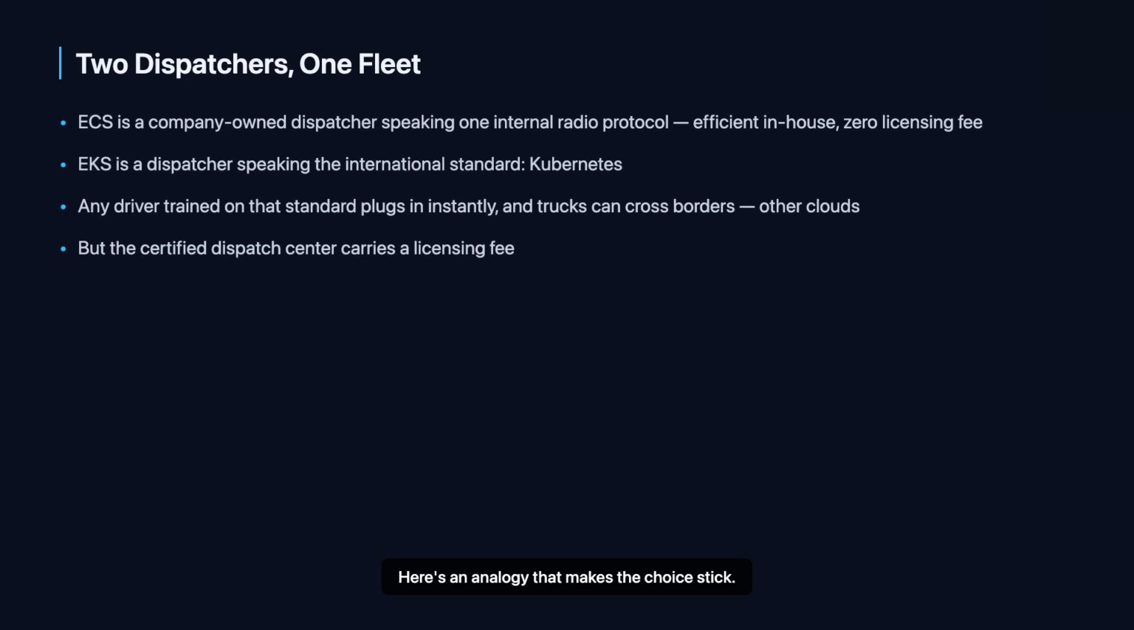Here's an analogy that makes the choice stick. Picture ECS as a company-owned dispatcher that speaks one internal radio protocol. It's deeply efficient inside the company, and it costs nothing to license, but it only works with your own drivers. EKS is a dispatcher that speaks the International Trucking Standard, which is Kubernetes.